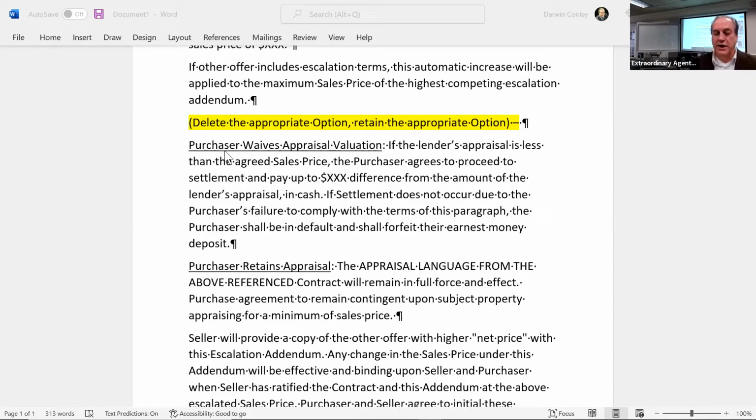Well, one says purchaser waives the appraisal valuation. If the lender's appraisal is less than the agreed sales price, the purchaser agrees to proceed with the settlement and pay up to blank dollars difference from the amount of the lender's appraisal, and that would be in cash. If settlement does not occur due to the purchaser's failure to comply with the terms of this paragraph, the purchaser shall be in default and shall forfeit their earnest money deposit.